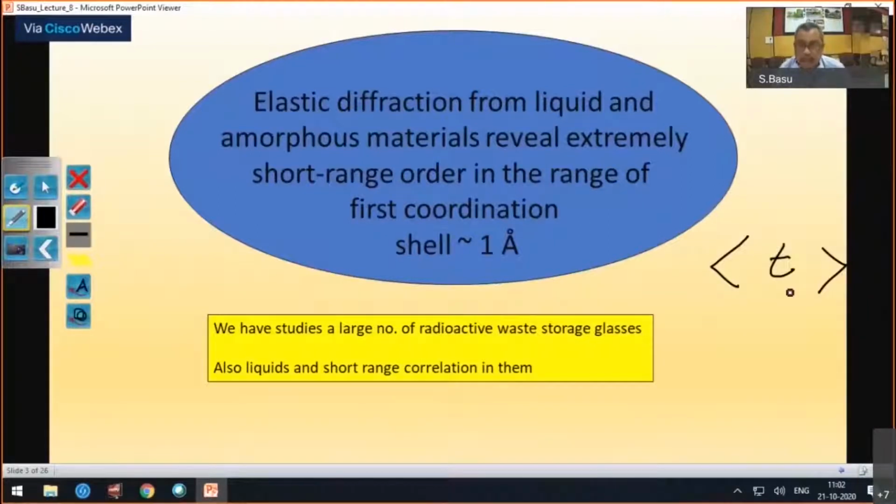We do have local structure, not local, I should say short range structure. It's very important to understand that in liquids and amorphous solids also we have short range structure, and how the diffraction pattern looks, I will try to show you that.